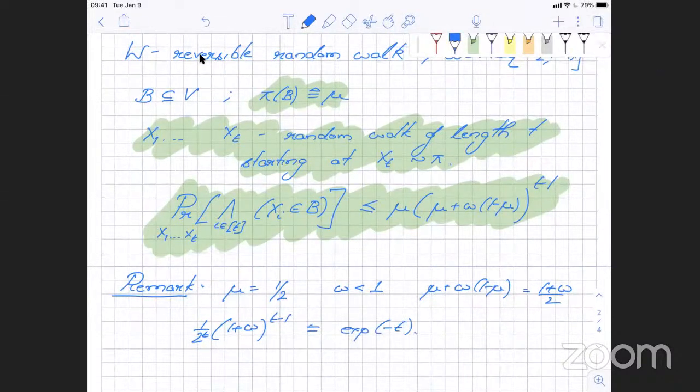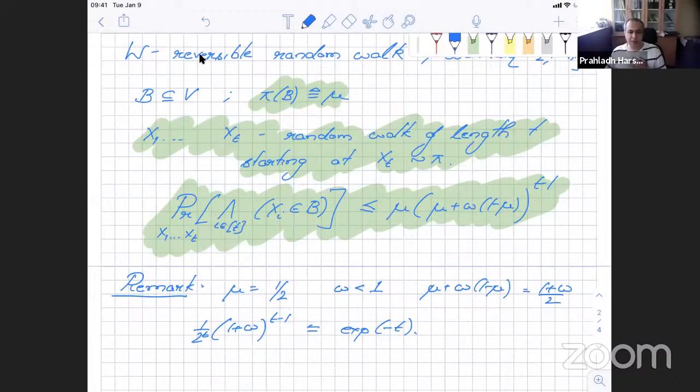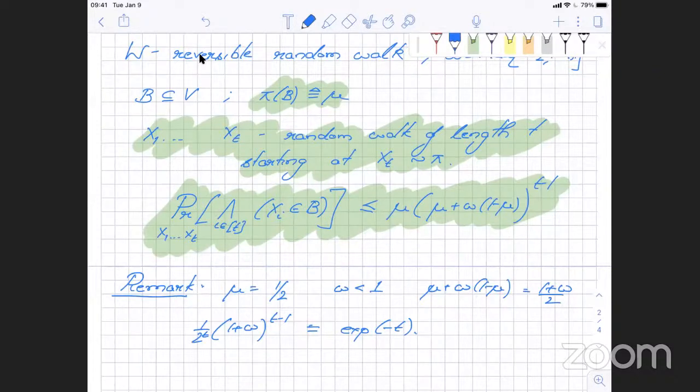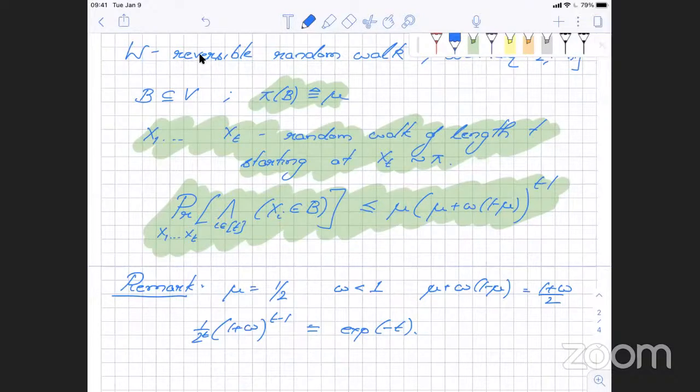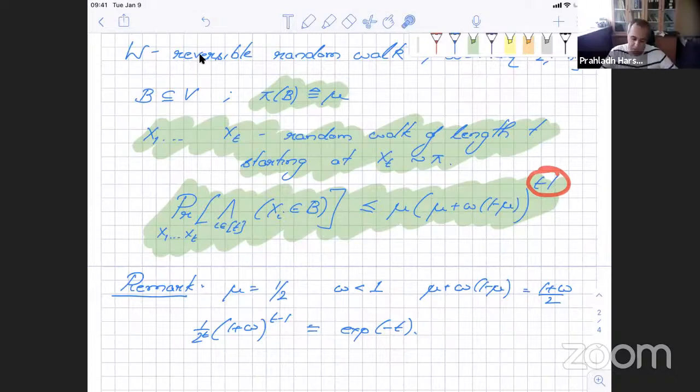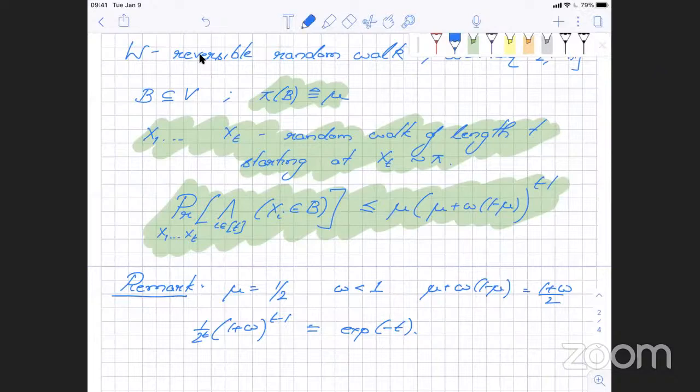Prahladh, is there also an x0? No, so x1, x2, ..., xt. But there are t plus 1 terms on the right hand side, right? The first mu comes from x1. I started the walk with x1, so x1, x2, ..., xt, and therefore this is mu times something to the power t minus 1. Yeah, that says t minus 1. Okay. I was reading it as t somehow. Yeah, this is t minus 1. Okay.